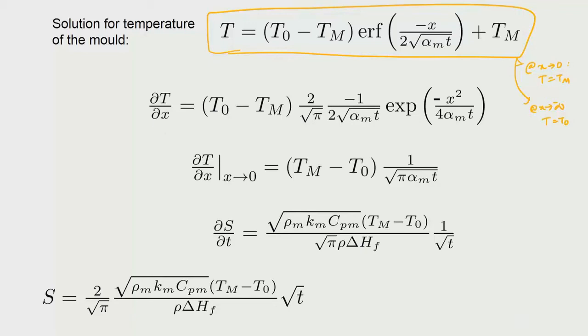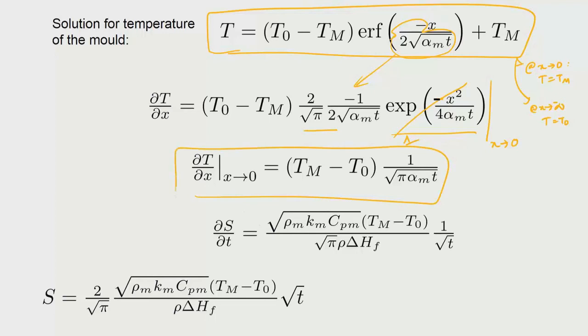which will be 2 by root pi into this quantity that is coming in front. So that is used as it is, and here we have to put a minus sign. Now we evaluate this at x tends to 0, so that goes off as 1, and you can already see that the slope is coming out quite elegantly: Tm minus T naught, which is delta T, divided by root of pi into alpha into t. Then we substitute this into the ∂S/∂t expression, and we get that expression here.